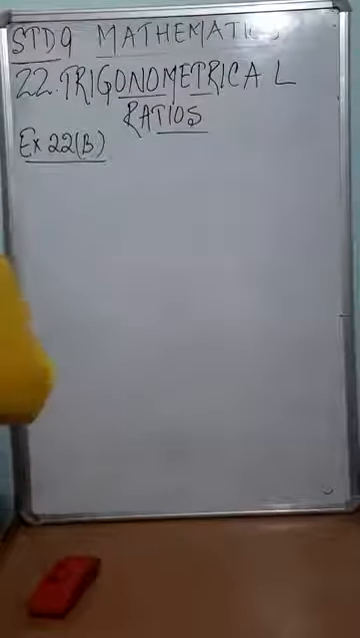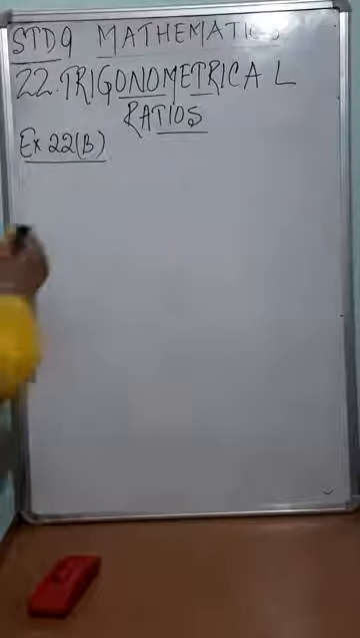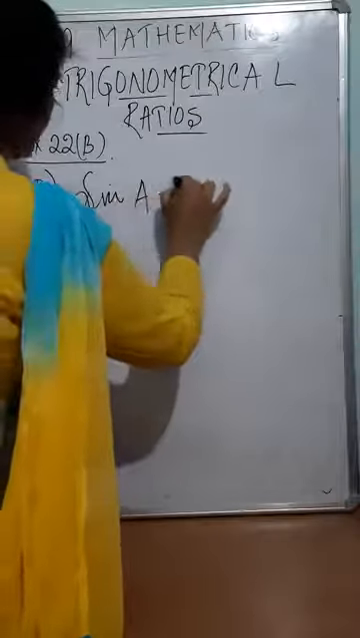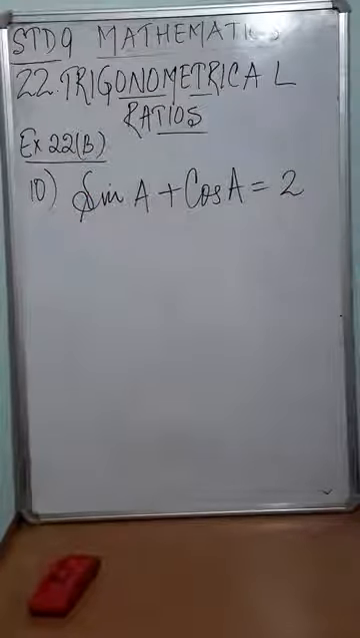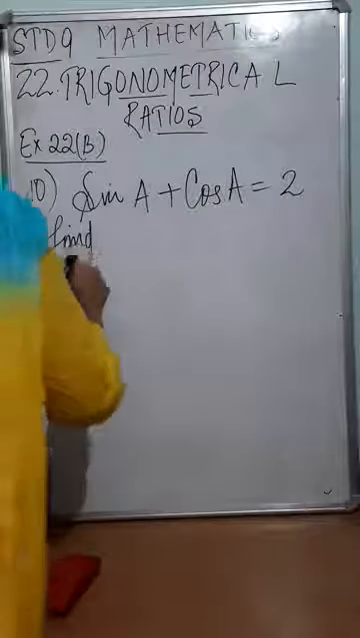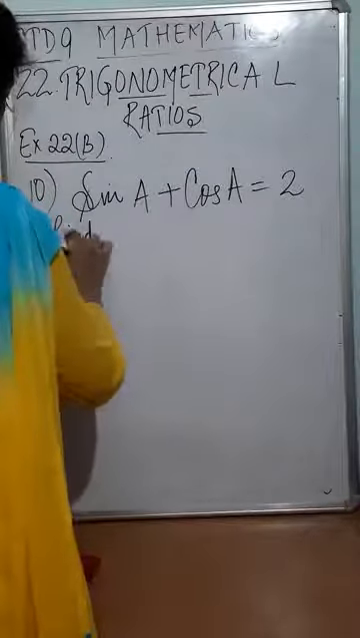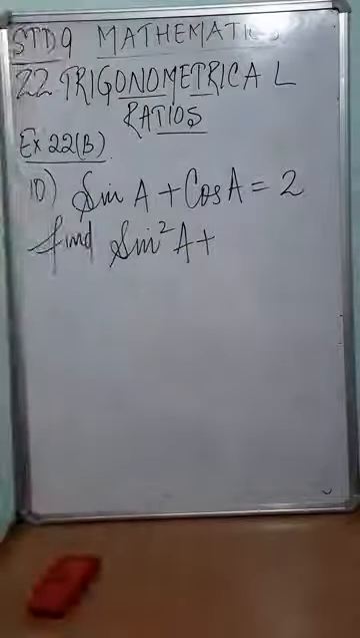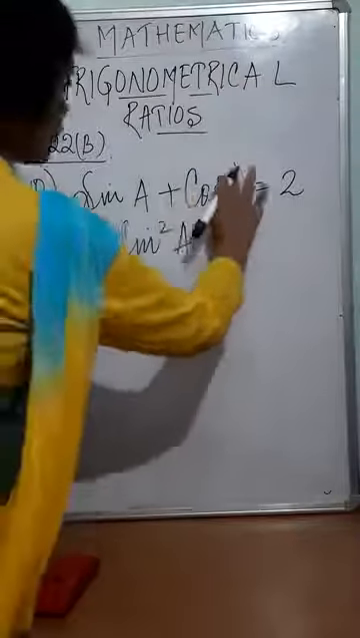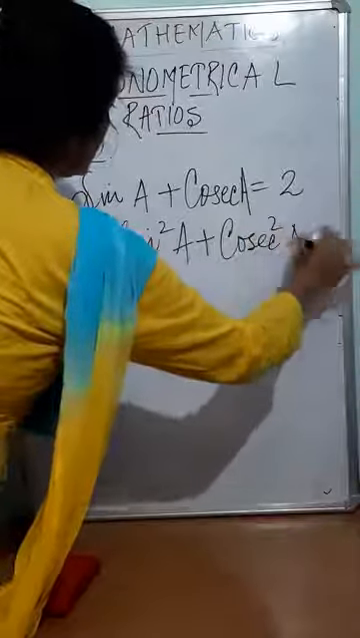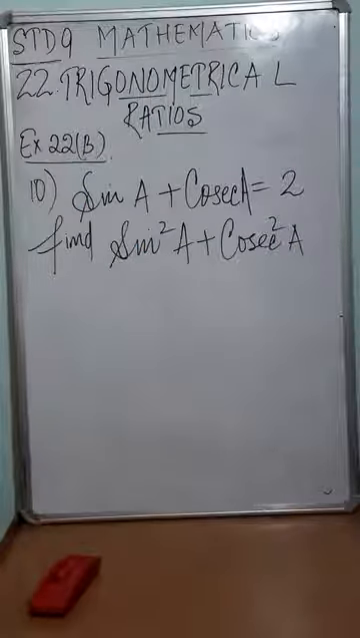Next, let me take up another question. Question number 10: if sin A plus cosec A equals 2, find the value of sin square A plus cosec square A. This is not cos A, it is cosec A. So sin square A plus cosec square A.